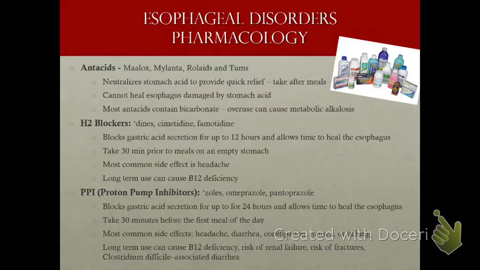Their most common side effect is headache. Long-term use of both of them can cause a B12 deficiency. That is because your stomach, in addition to creating acid, gastrin, and pepsin, creates intrinsic factor, which is used to bind B12. So when you block the stomach cells from doing their jobs, you're also blocking them from producing intrinsic factor, and that leads to a long-term B12 deficiency after an amount of time.